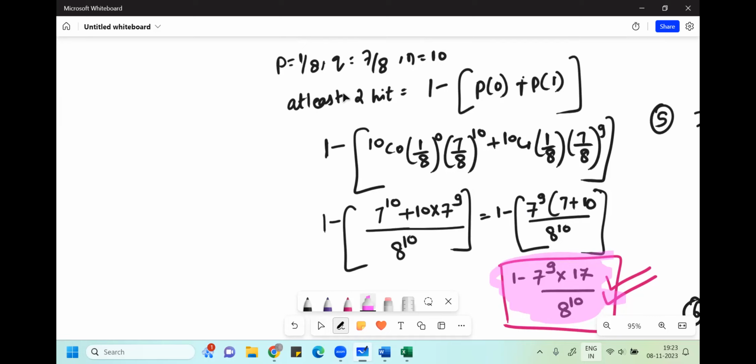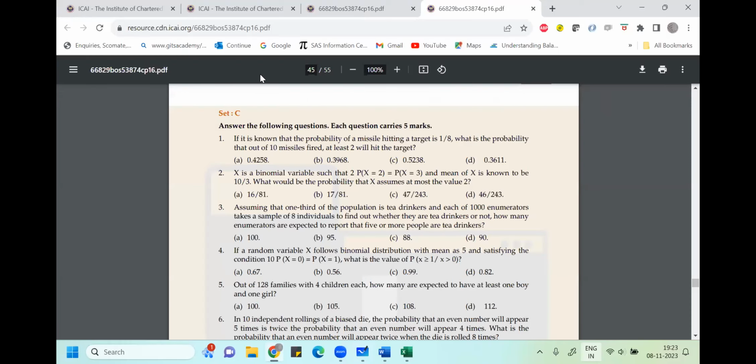At least two means 2 plus 3 plus 4 plus 5 plus, like that. Should I do till 10 or 1 minus 0 plus 1? So try question number 2.